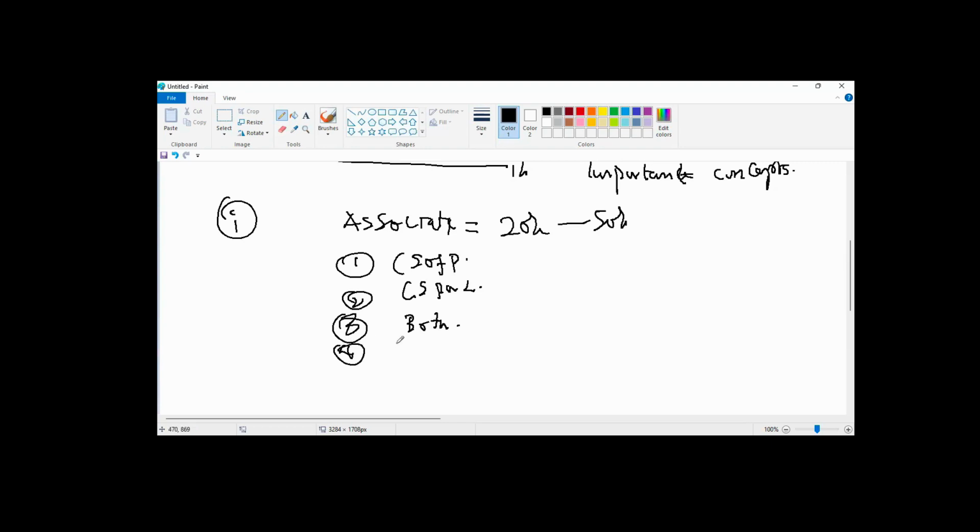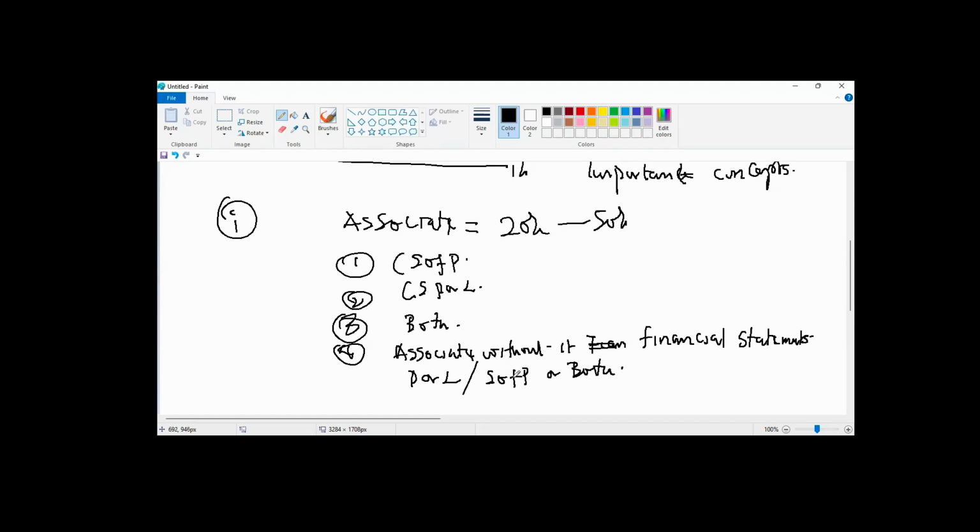Four, it can give me associates without its financial statements. This one is the one I don't want them to be giving to students, because students are not used to seeing it. Associates will not have financial statements, but it is good, no problem. They can give me the P&L alone, and they can give me the statement of financial position, or both, making 6 ways. These are the 6 ways they can test it.